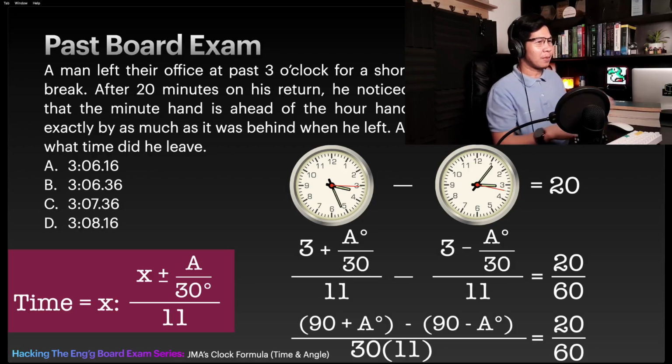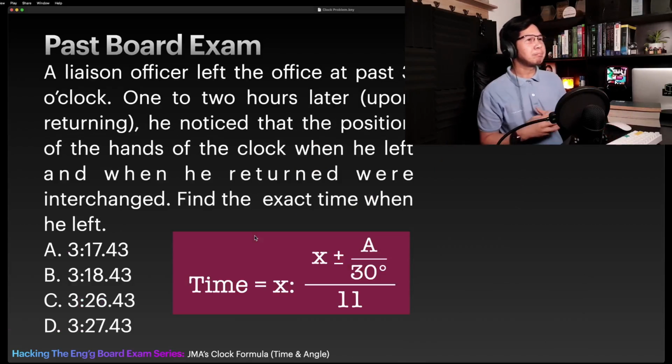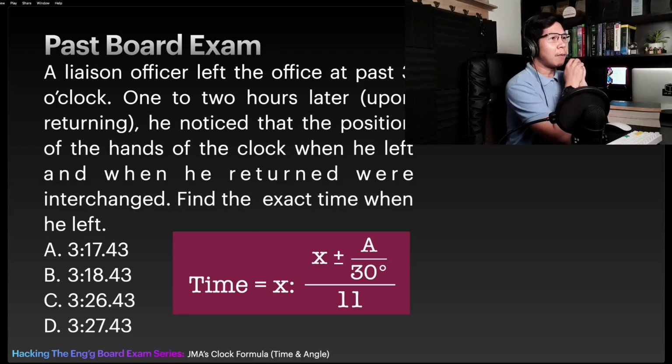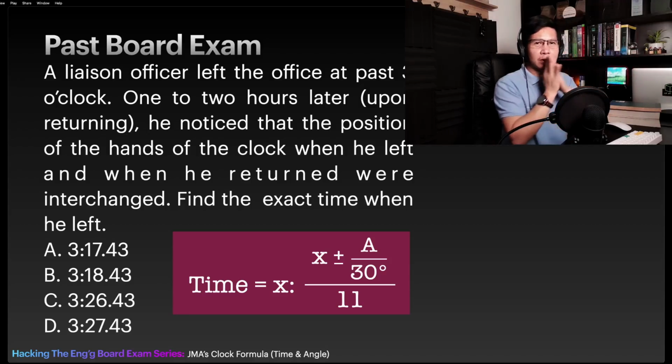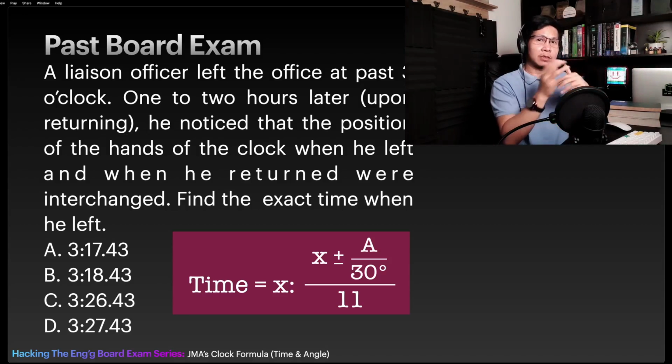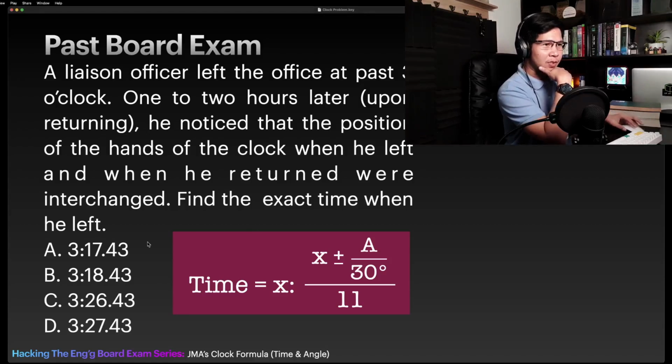Another question here. Okay. A liaison officer left the office at past 3 o'clock. 1 to 2 hours later, upon returning, he noticed that the position of the hands of the clock when he left and when he returned were interchanged. Find the exact time when he left. So, it's almost similar to the earlier question. And these are the choices.